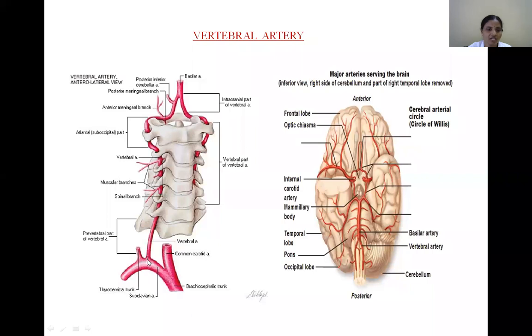See, the first segment is from its origin to the foramen transversarium of the sixth cervical vertebra, and the second segment is within the foramina transversaria of the cervical vertebrae. Then the third segment is present on the lateral mass. Then the fourth segment is the ascending part, where it anastomoses with the same branch from the opposite side, and finally it forms the basilar artery. This is at the lower border of the pons.